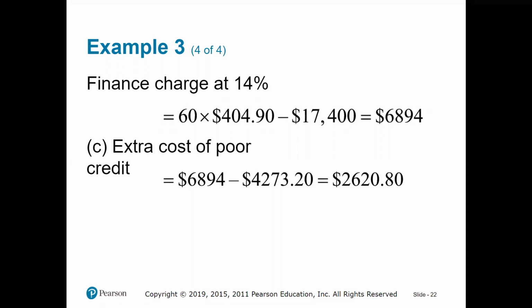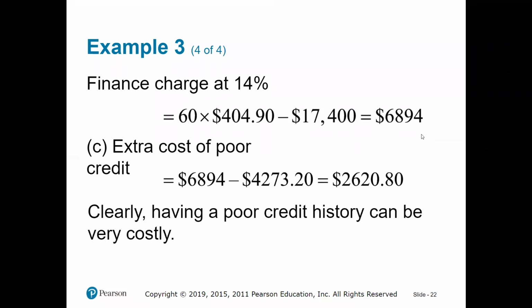Any questions on that kind of setup? Again, remember, you will have to do this on your homework, and I assume on your quiz, and potentially on your last exam. All right. Clearly, having a poor credit history can be very costly. In this case, over $2,500 is the difference.